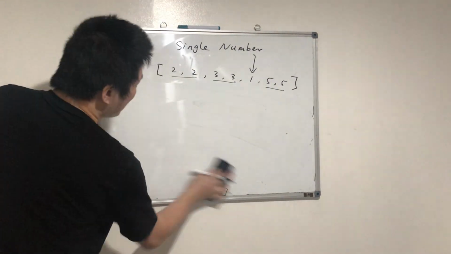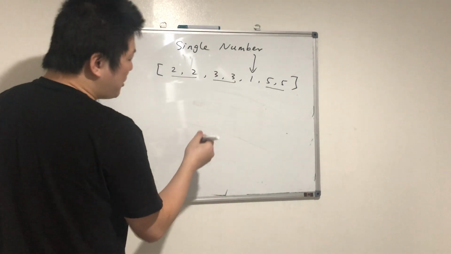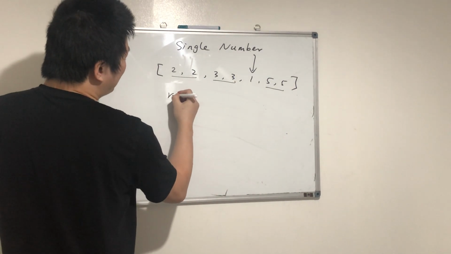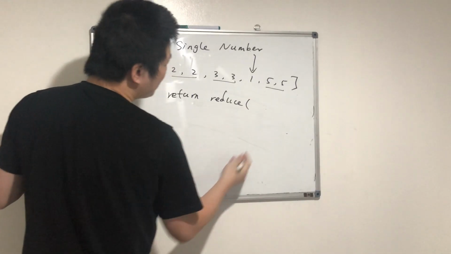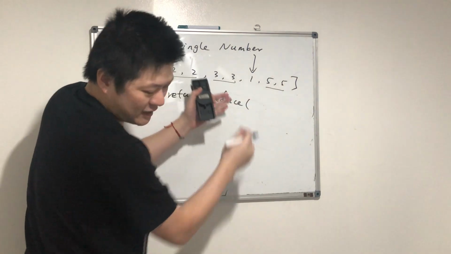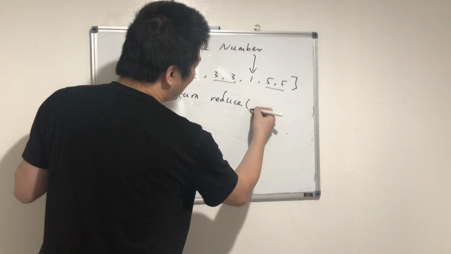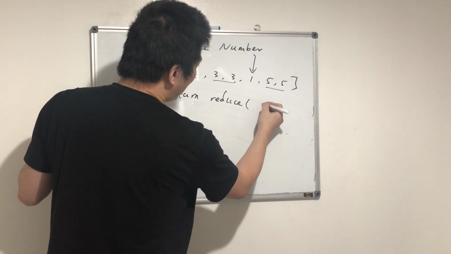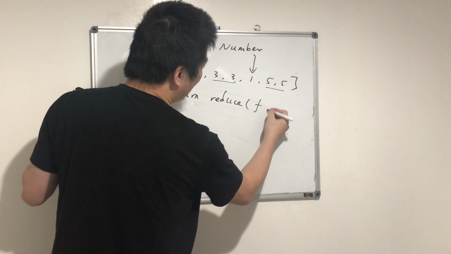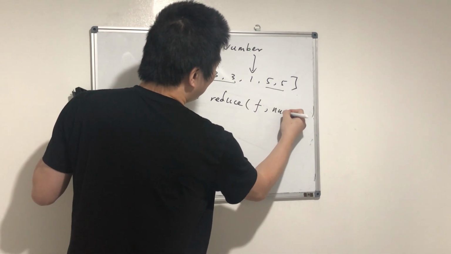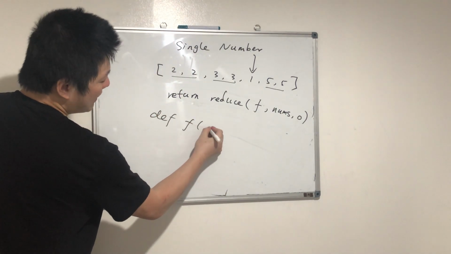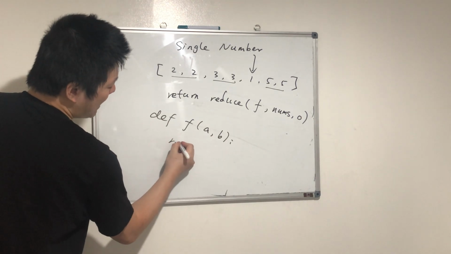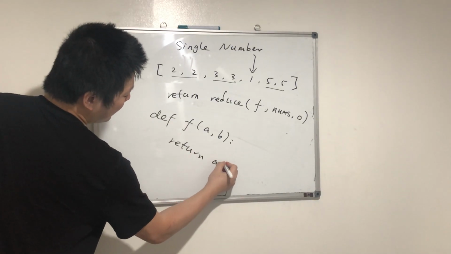Okay, then you can look at that, you can reduce. You can simply use reduce, which is a function. Reduce means that I want to reduce all this into one single number. So reduce what? I can pass a function f in there, and then the numbers, and start with a 0. So this f, I can define f(a, b) and return a XOR b.